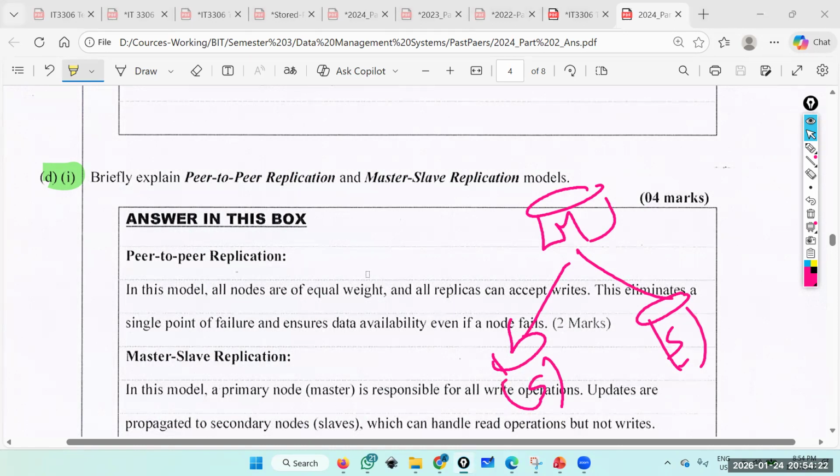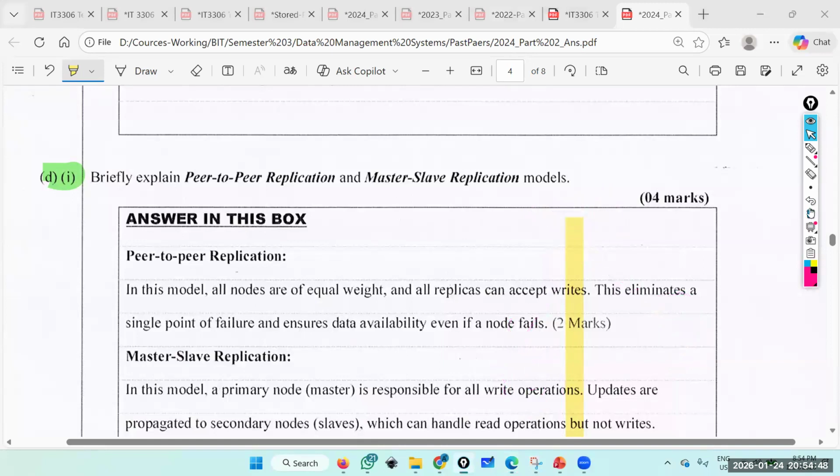Peer-to-peer replication, in this model, all nodes are equal weight. Equal weight means equal level, peers. And all replicas can accept writes. You can write to any one of them because there's nothing called master. Okay. So this eliminates the single point of failure because in master-slave, master is the single point of failure.